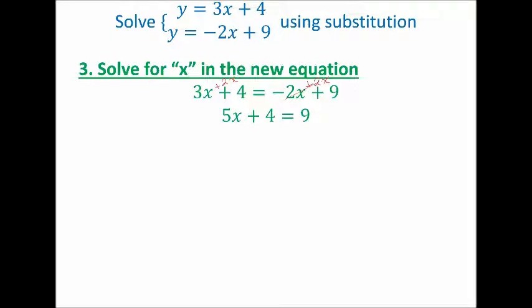And then I want all the numbers on one side, so I'm going to subtract 4 from both sides to give me that 5x is equal to 5. And then finally dividing by 5 to get that x is equal to 1. Okay. So now I know one of the coordinates of the point. So when those two equations are equal, it's when the x coordinate is equal to 1.